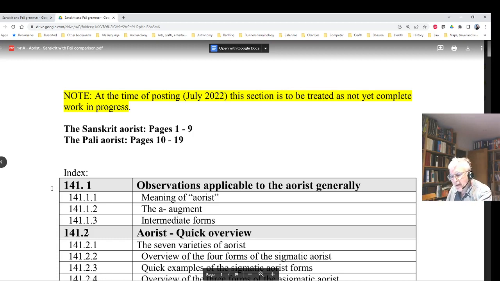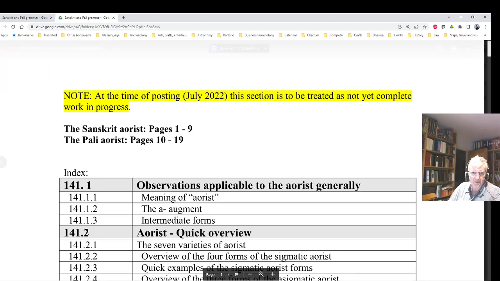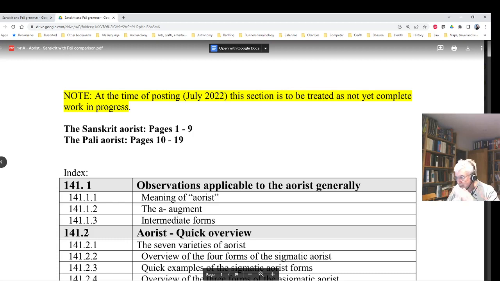I'm simply following the paragraph numbering of MacDonnell's Sanskrit Grammar for Students. So in MacDonnell, he deals with the aorist in his section 141, and so 141 is our number that attaches to the aorist.